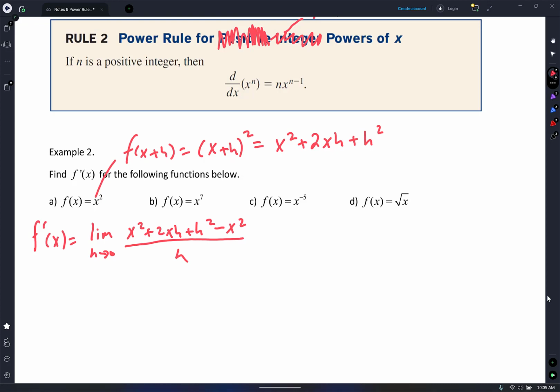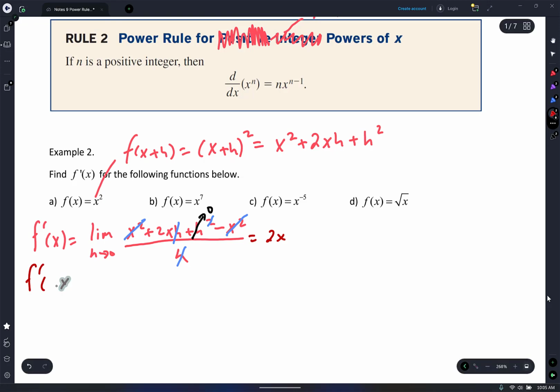Yes or no? What cancels out? Zeros out, sorry. What zeros out? The x squares. And now what can I cancel out now? One of those h's, and then h is approaching 0, so that means this guy's approaching 0. So this whole shebang is just 2x. And then so we would say f prime of x equals 2x. Are we okay with that? Okay. I'll wait for you guys to catch up because I can see some of you writing. You don't have to write that down if you don't want to. That's just stuff that we've been doing all this time.